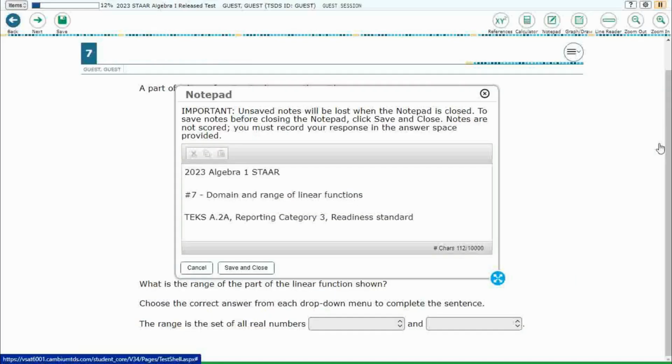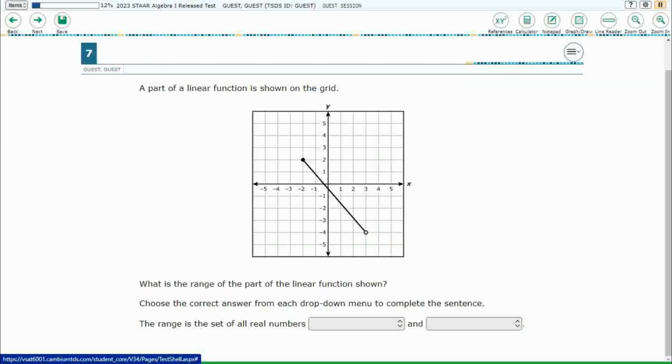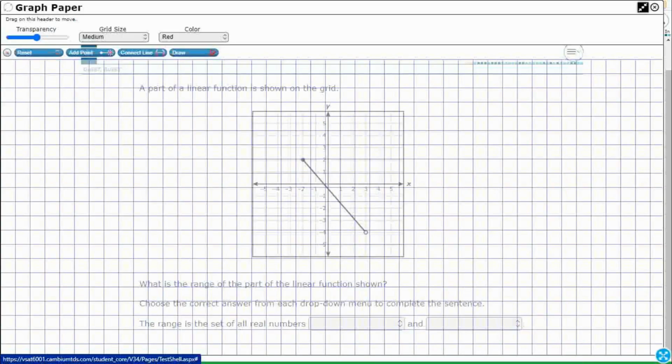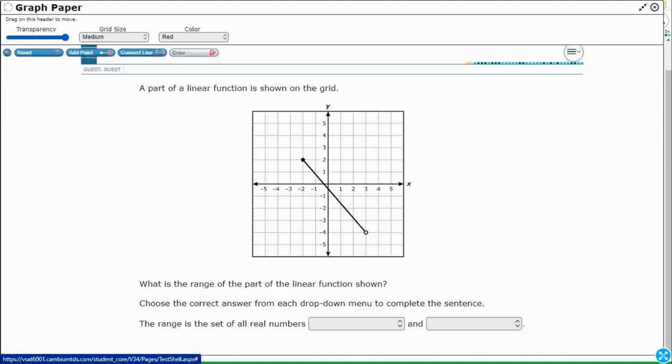For number 7, we are looking at the domain and range of linear functions. This is TEKS 8.2a in reporting category 3, and this is a readiness standard. We've got just part of a linear function, meaning it's a straight line, and we're looking for the range. A few clue words here: linear means it's a line, you see the word line in there, and range. We need to know the difference between the domain and the range, because if we don't, that's going to mess up our answers.